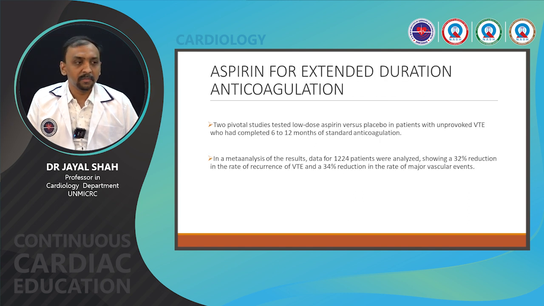And now there is also an emerging role for extended duration aspirin in VTE patients, and 2 pivotal studies have tested the hypothesis of low dose aspirin versus placebo in patients with unprovoked VTE who have completed 6 to 12 months of standard anticoagulation. The results were impressive, showing a 32% relative risk reduction in the rate of recurrence of VTE and a 34% relative risk reduction in the rate of major vascular events.